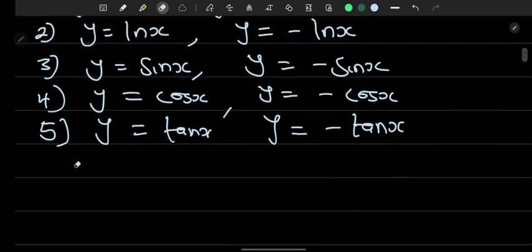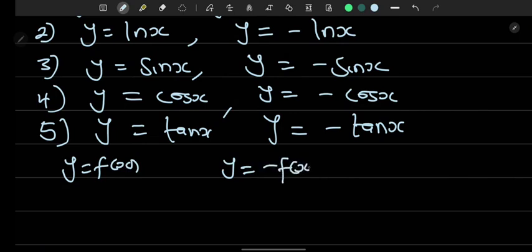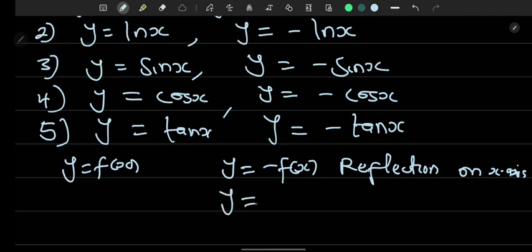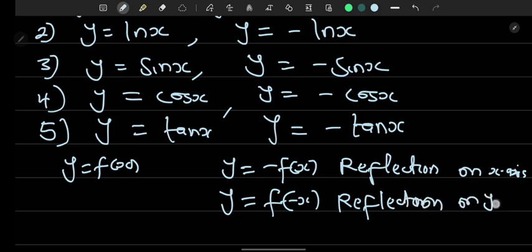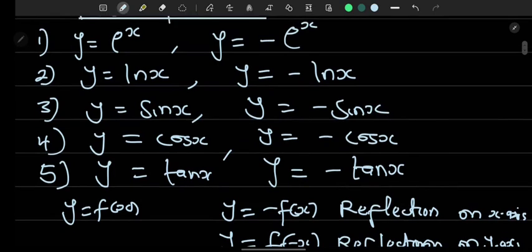What that means is that suppose you have y equals f of x. When you have y equal to minus f of x, this is what we call reflection on the x-axis. If you have y equal to f of minus x, this is what we call reflection on the y-axis. But the examples we are considering here are reflections on the x-axis.